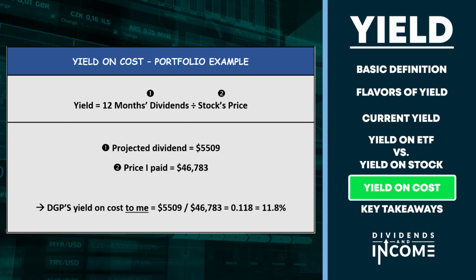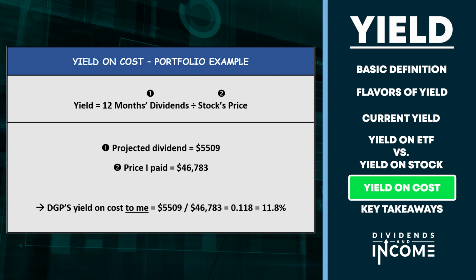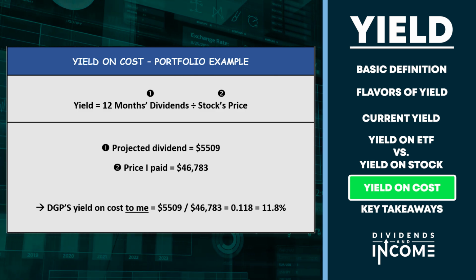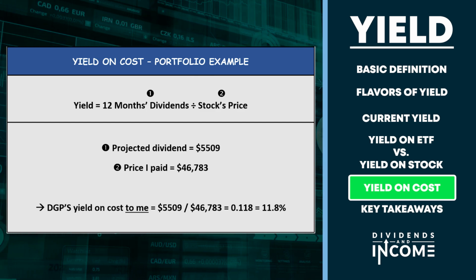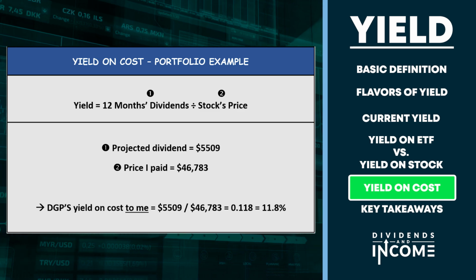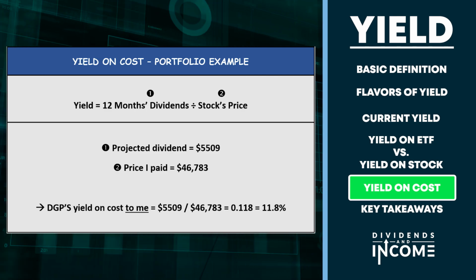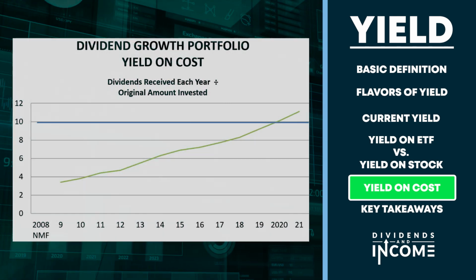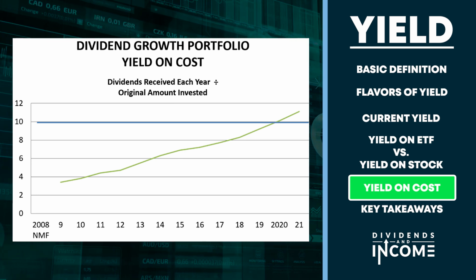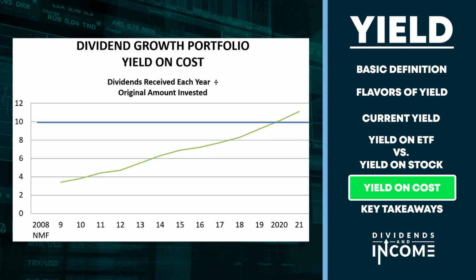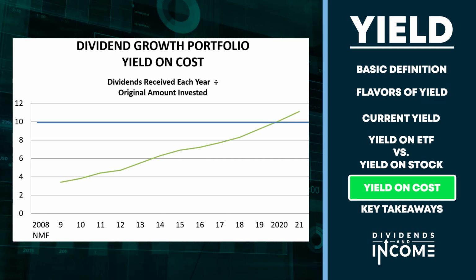What does that mean? It means that my portfolio is now returning to me in cash every year an amount equal to 11.8% of the money that I spent originally to set the portfolio up in 2008. That's what the $5,509 a year is. It is 11.8% of the money I spent to establish the portfolio almost 14 years ago. That percentage, by the way, keeps setting new record highs because the income in my portfolio keeps going up. As companies raise their dividends and I invest the dividends, which creates a compounding effect that I've talked about in other videos.